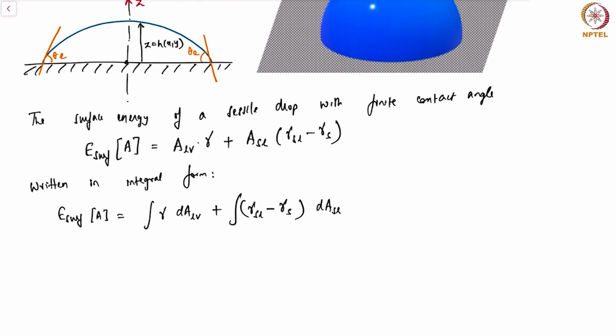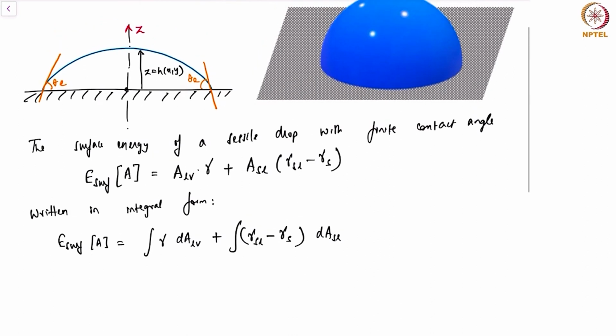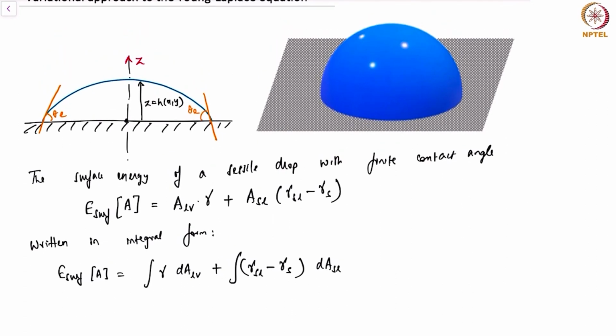So the idea is the following. For the first integral, dA_LV, what we are doing is we are taking a small area element along the surface. For this area element, there is an outward normal vector. That's the outward normal vector on the surface of the droplet. And similarly, we have the surface of the solid. That's the contact line that I'm showing.